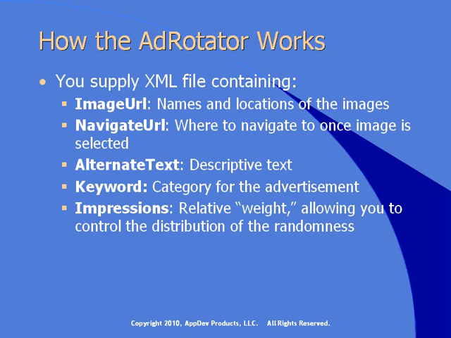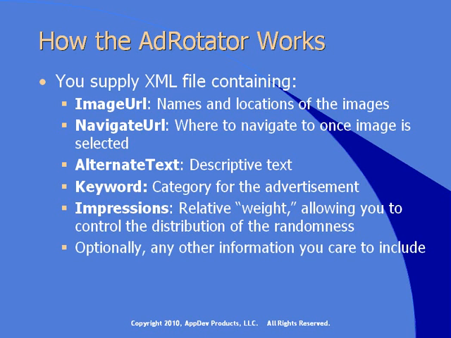Something with a higher weight value appears more often. Optionally, you can provide any other information you care to include, so you can categorize things, make choices about things. Anything besides image URL, navigate URL, and so on is just disregarded by ASP.NET, but your code can retrieve that information once the item has been selected and make different choices based on that information.